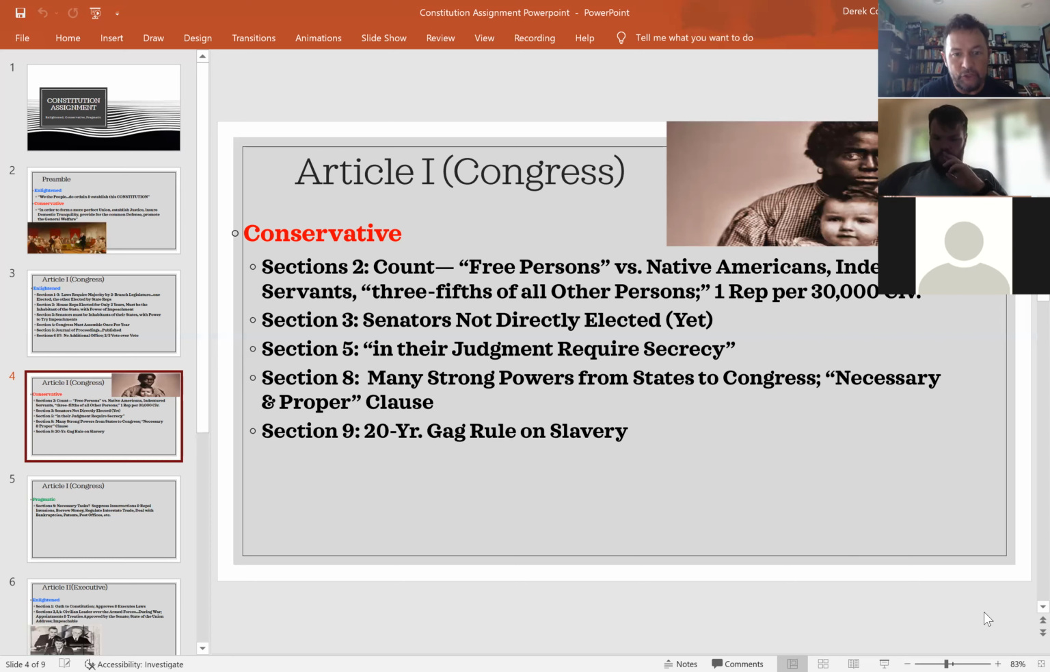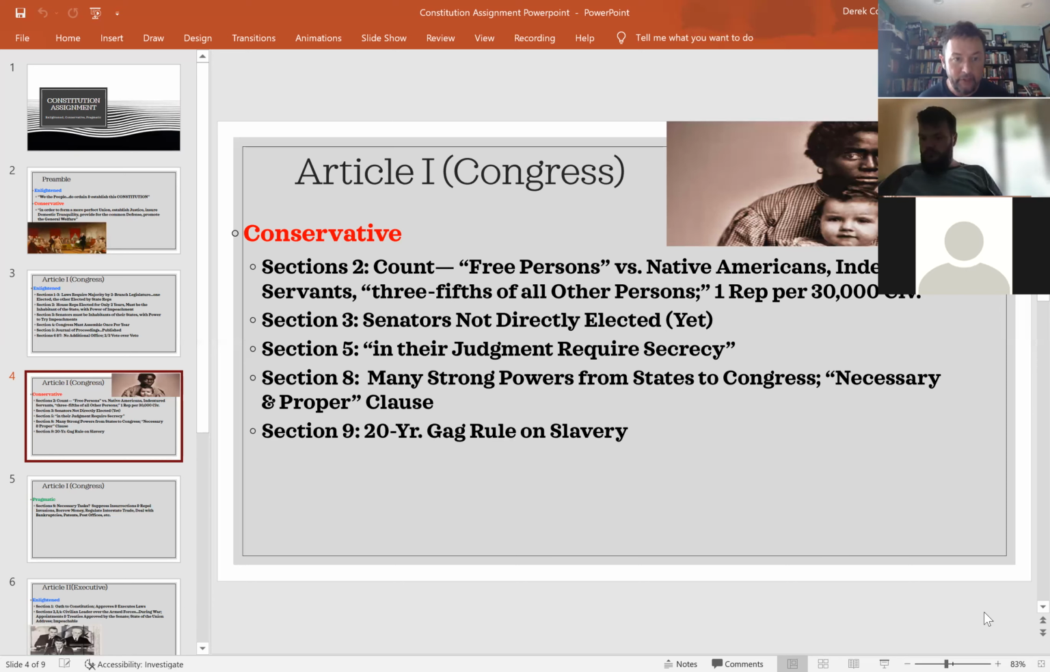So a 20-year gag rule on slavery. You find that in section 9. It says the migration or importation of such persons. You like how they're very vague about it, right? They won't overtly state slaves. As any of the states now existing shall think proper to admit, shall not be prohibited by Congress prior to the year 1808.